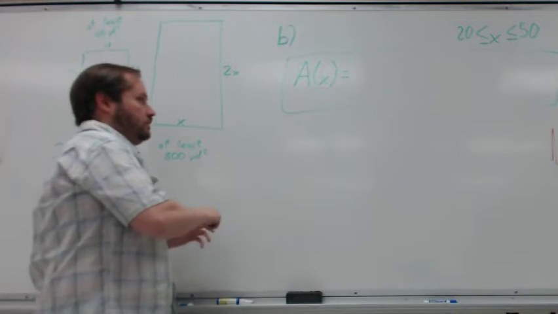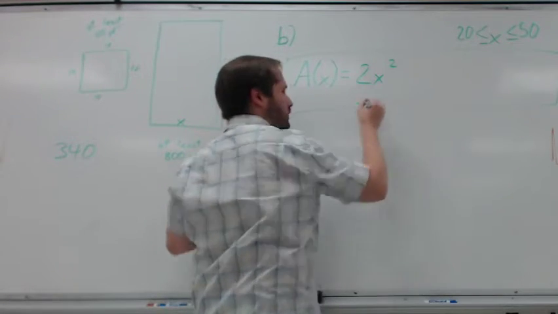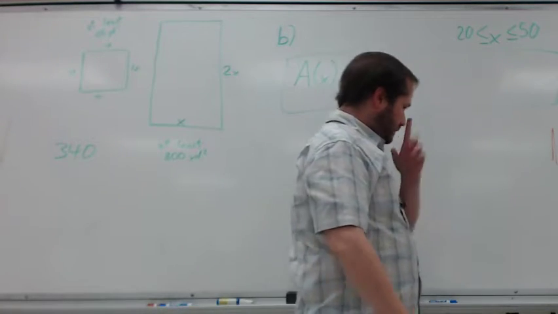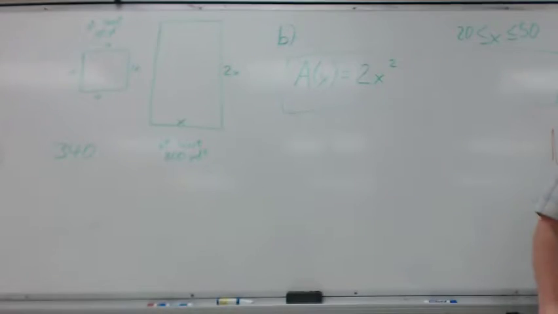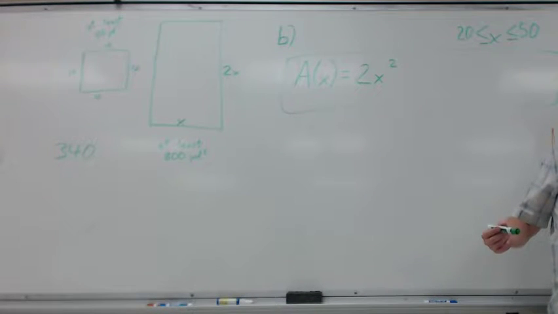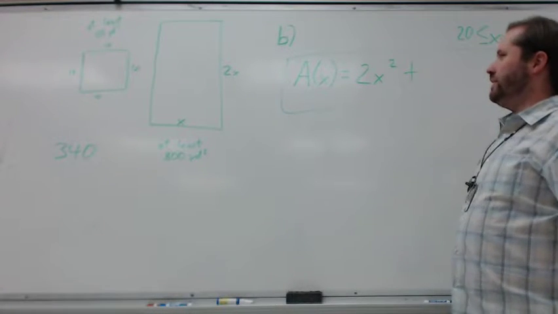So let's do the rectangle first. Area of this rectangle is 2x squared. Good? Alright. Now what? We just have to add that to the area of the square. That's easy. Plus the area of the square.